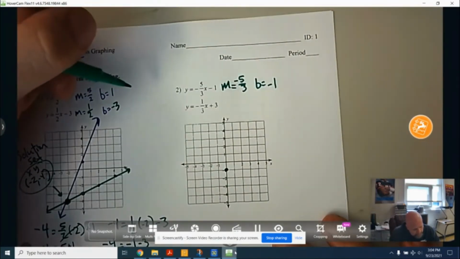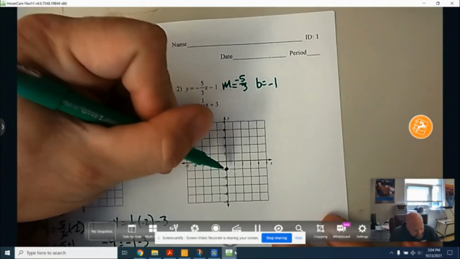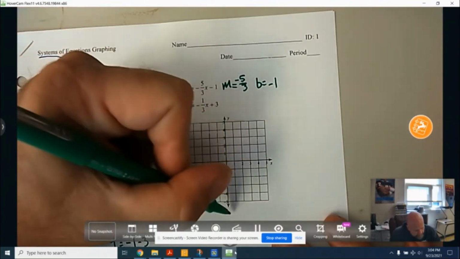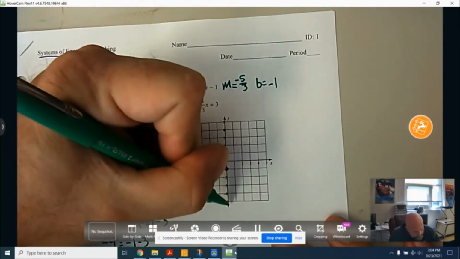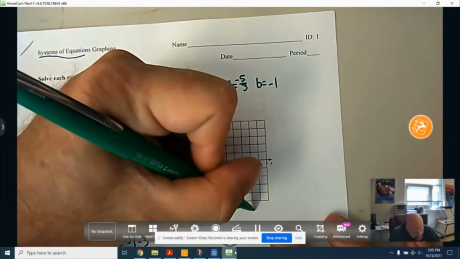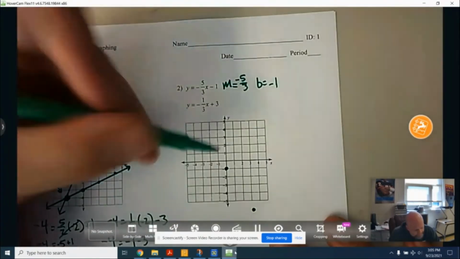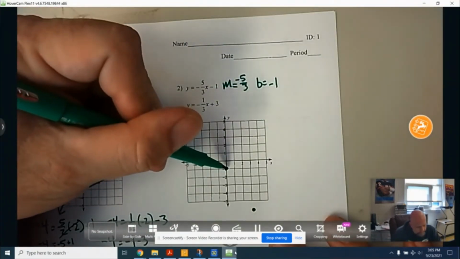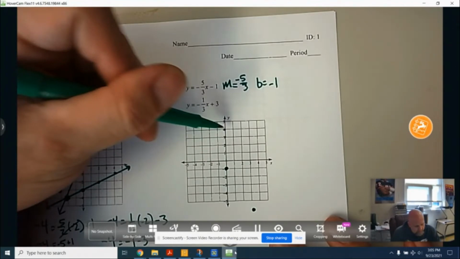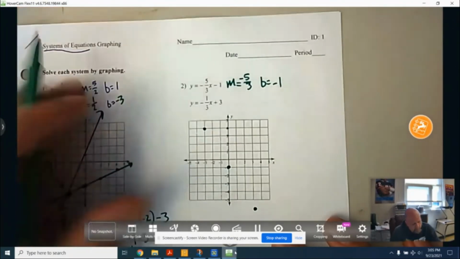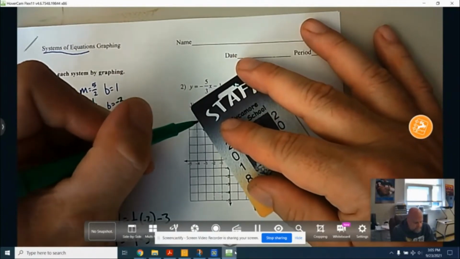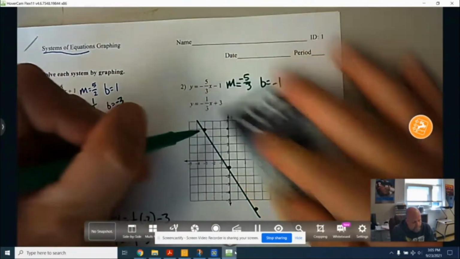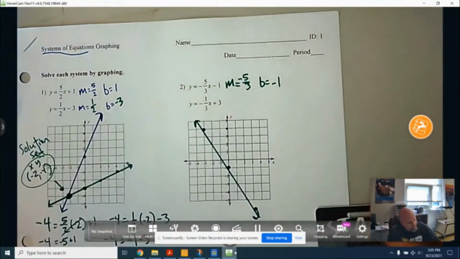So b is -1. And then if I drop 5, then I have to run 3 to the right because it's a negative slope. So I'm off the grid. I'll kind of guesstimate where it might be. All right, I'm going to go the other way to get my third point. So go up 1, 2, 3, 4, 5, and then over 3 to the left. And then use your straight edge and make a nice big long line. And there's the first equation.